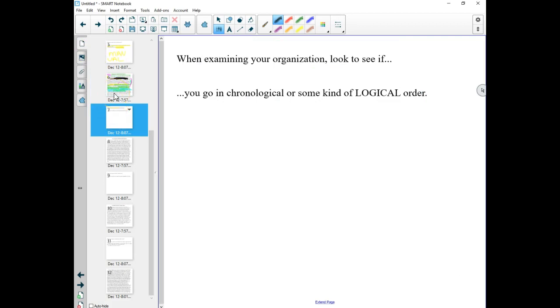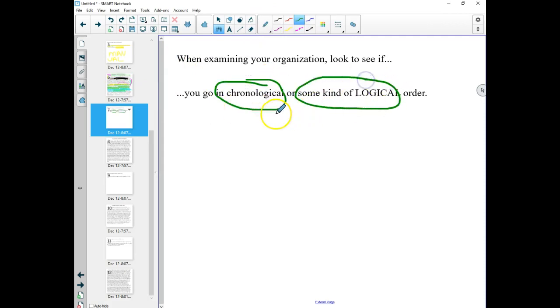So I want you to take a look at your organization. Do you go in chronological order? And if it's not chronological, at least is it logical? Something that your reader can follow. Typically, you're going to want to do chronological order. Okay, especially with a theme paragraph and particularly with your personal essay.